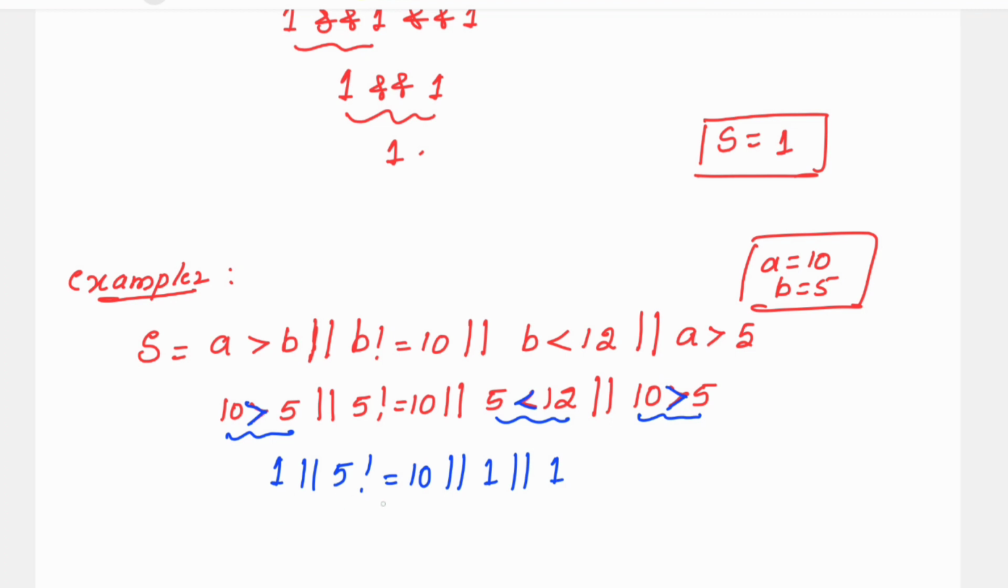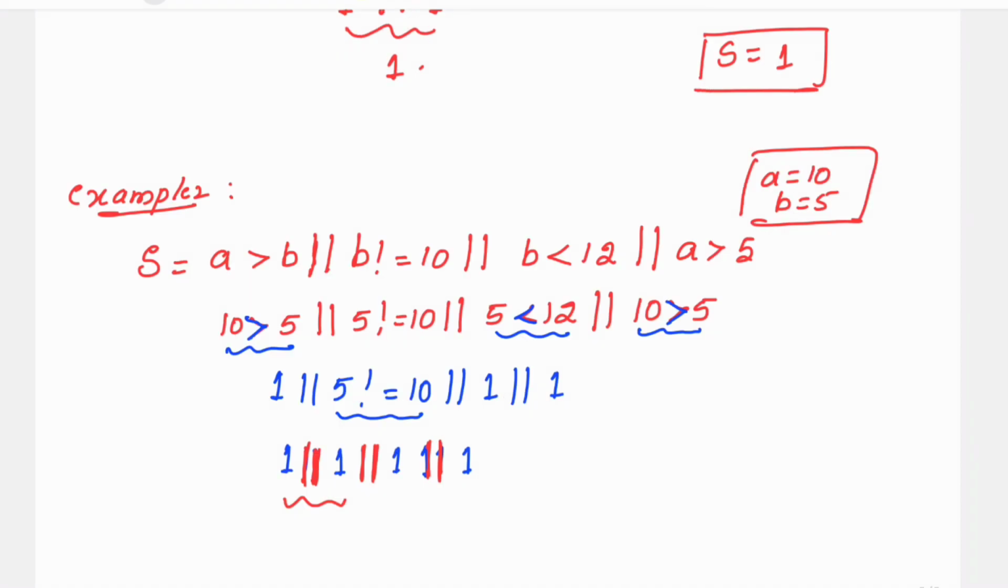Now this is OR operation, and before carrying out the OR there is one more relational operator here, so you have to first finish this. So 1, 5 not equal to 10, it is true, yes 5 is not equal to 10. This is your OR operator. There is only one kind of operator, the OR operator here, and the OR operator has got the associativity left to right.